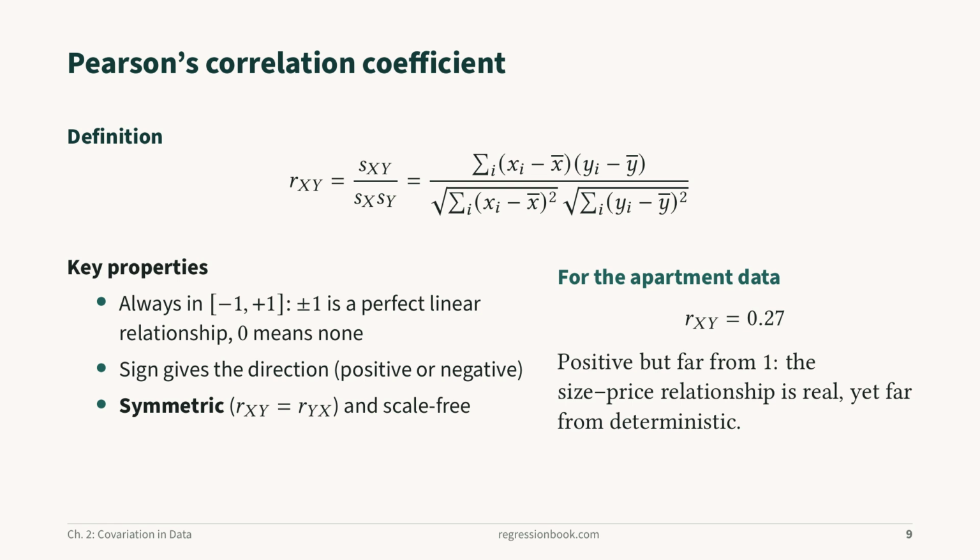Pearson's correlation is the covariance divided by the product of the two standard deviations. It always lies between -1 and +1, where the endpoints mean a perfect linear relationship and 0 means none. It is symmetric in x and y and scale-free. For the apartment data, it comes to 0.27, positive but far from 1. The size and price relationship is real, yet far from deterministic.